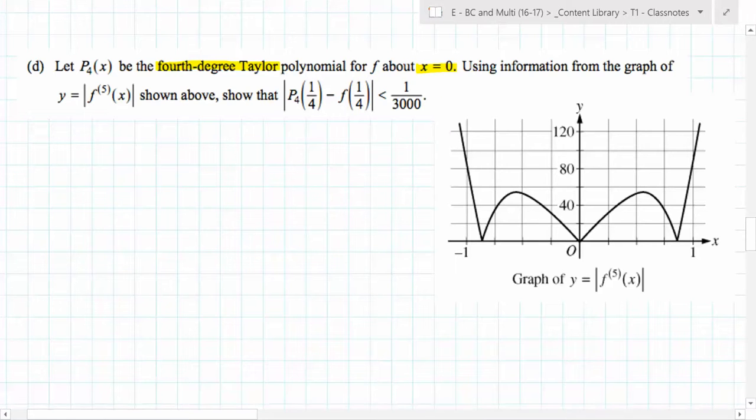What is this thing? What does this represent? Can someone tell me what that represents? E what? E4. That's E4 at 1/4. So you're trying to show it's less than 1 over 3,000. This is not a calculator section. So if you ever end up trying to do 2 to the 11 over 3, turn around.